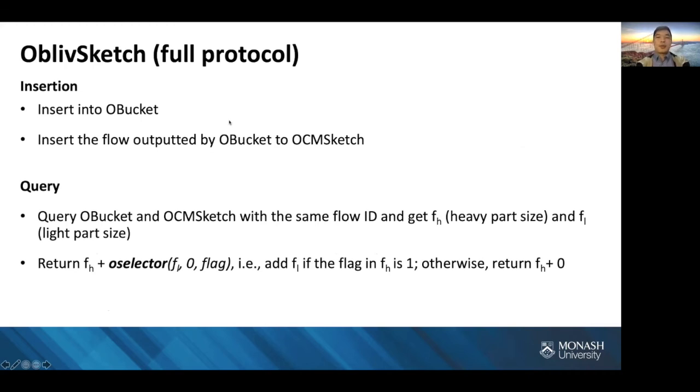So here is the full protocol of OblivSketch. For insertion, it will insert into the OBucket first, and then insert the output flow into the OCMSketch. For query, it will query both data structures and refer to the flag to indicate whether the final result is the heavy part size plus the light part size, or the heavy part size plus 0.